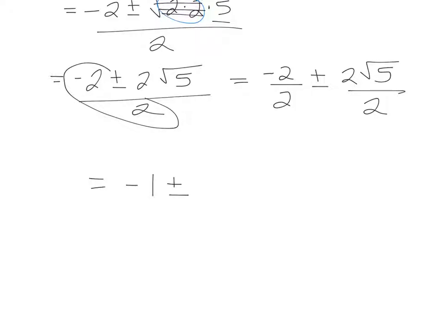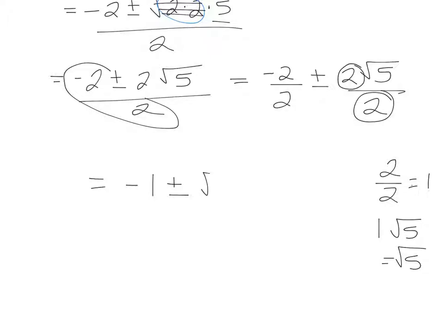Now I'm going to simplify 2 times square root 5 divided by 2. And in order to simplify that, you just look at the coefficients. So the coefficient on top is just a 2, and the coefficient on the bottom is just a 2. So 2 divided by 2 is 1. And 1 times any number is just that number. So 1 times square root 5 is just the square root of 5. So I'm just going to write square root 5 here instead of 1 times square root 5. My answer is negative 1 plus or minus square root 5.